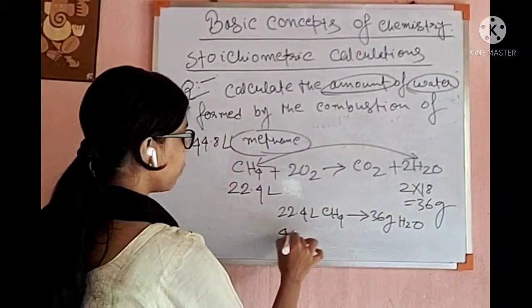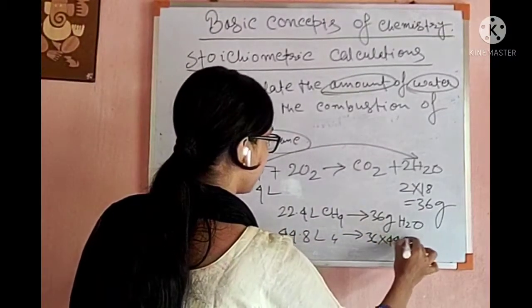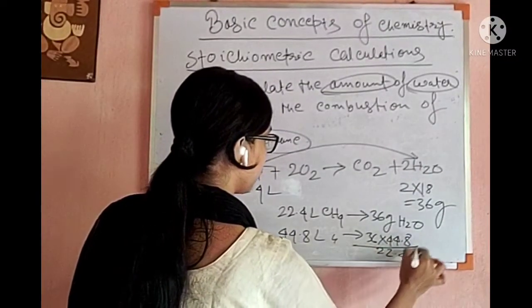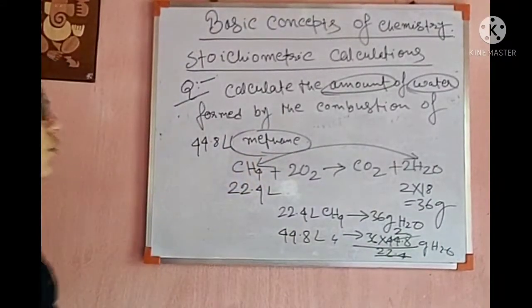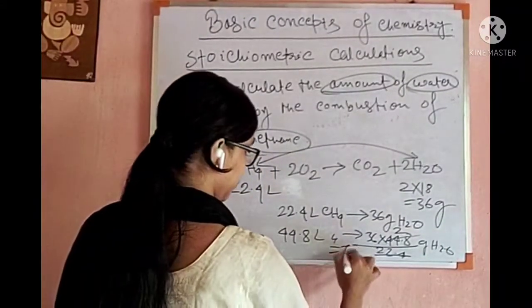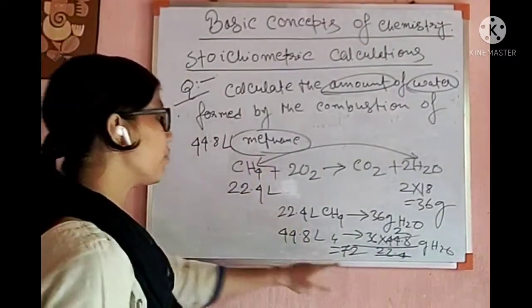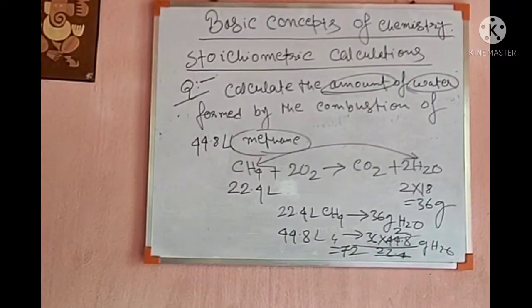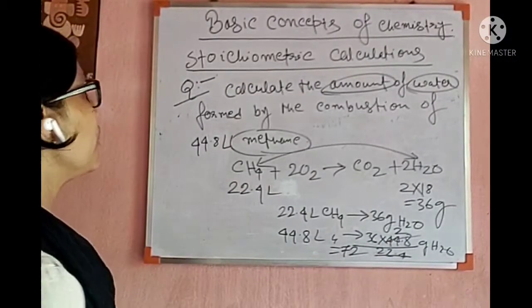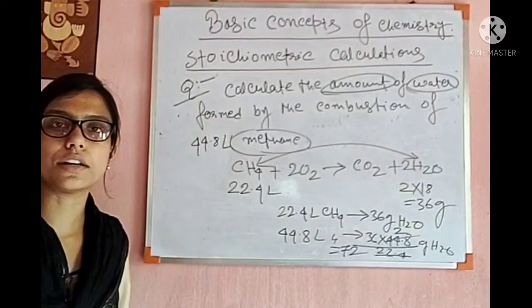Hence 44.8 liter of methane will give 36 into 44.8 by 22.4 gram of water. This is 36 into 2, that means 72. So 44.8 liter of methane will give 72 gram of water, just double. So you have to solve this type of numerical by finding the stoichiometry based on what is given in the question. In the next class we will start with the molarity and molality concept.